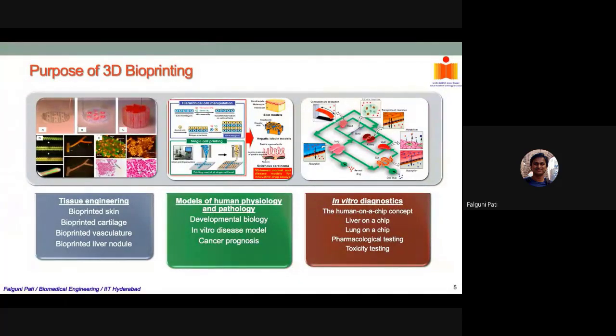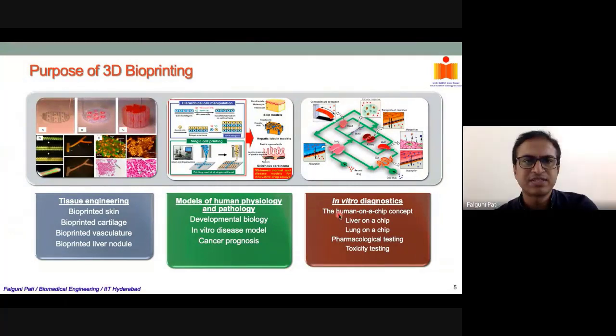The next thing I'm going to talk about is, what is the purpose of this 3D bioprinting? Because now you see there is a huge interest in 3D bioprinting. Many people work on whether we can print this structure, this tissue, or other tissues. It is true that 3D printing has huge prospects and huge applications in the biomedical area.